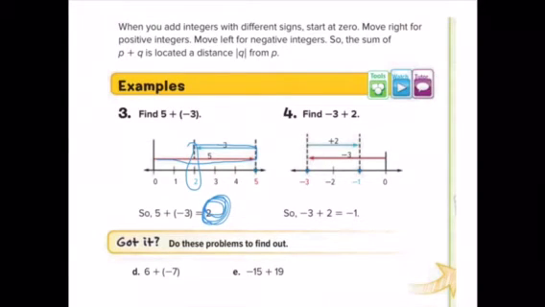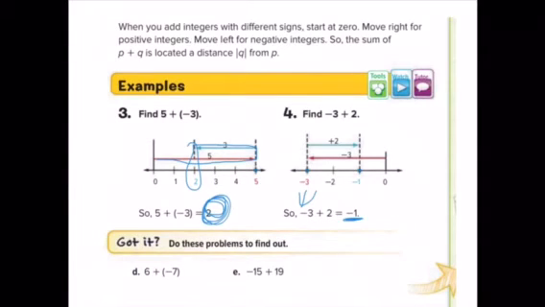Here we're doing -3 plus 2. 3 minus 2 is 1. Our answer is going to be negative because 3 has the greater absolute value, -3. So you find the difference and use the sign of the number with the greater absolute value. Take a look at the got it questions down here. Go ahead and try those, and I will give the answers. So if you want to pause.